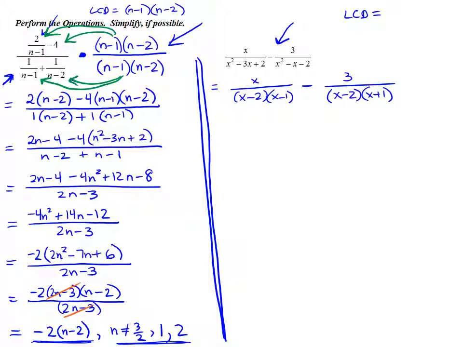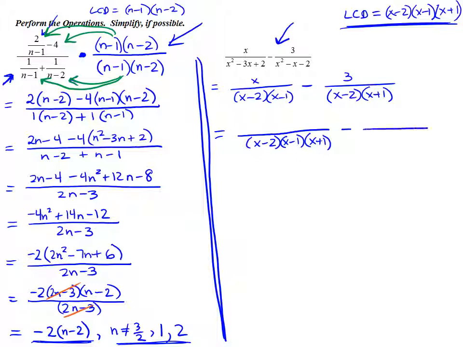So we're not going to have to multiply them all together. We're going to have to just pick and choose. So let's start with the first denominator, x minus 2 times x minus 1 in our LCD. And then the second denominator has the x minus 2 there, so I don't have to add that in. I have to add what's missing, which is the x plus 1. So my LCD will be this product of 3 binomials. So I'm going to rewrite both fractions that way. x minus 2 times x minus 1 times x plus 1 for my first fraction in the denominator, and the same thing in my second fraction in the denominator.